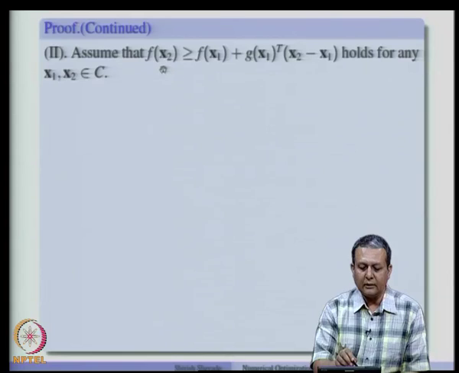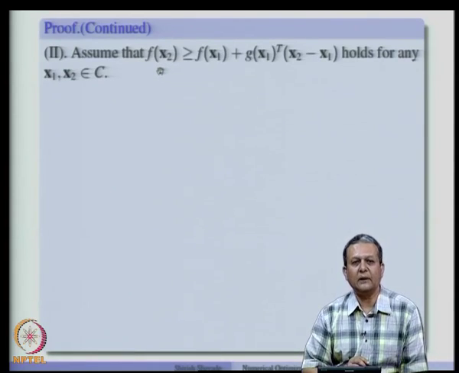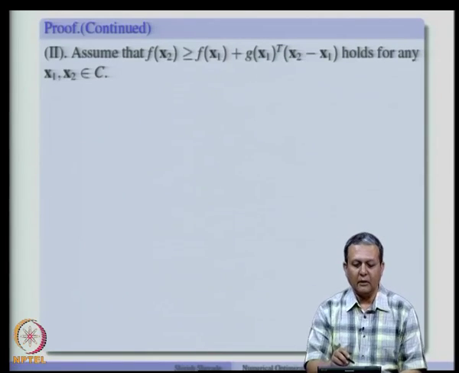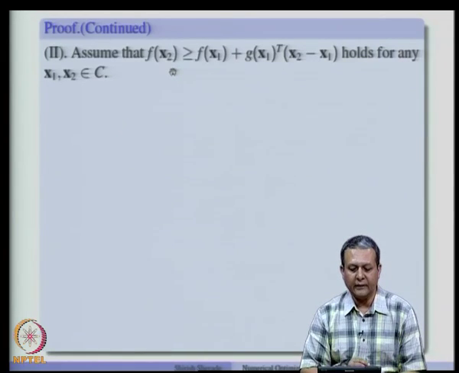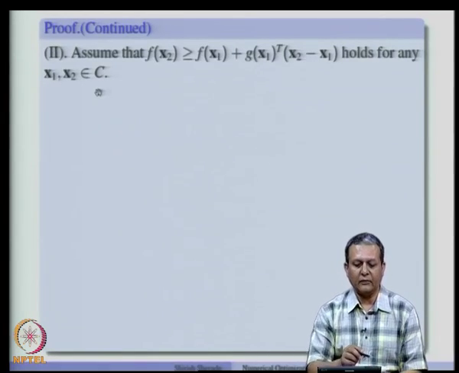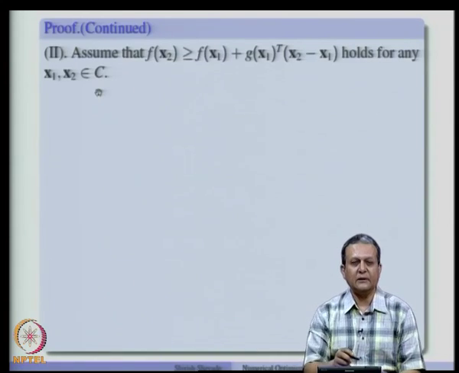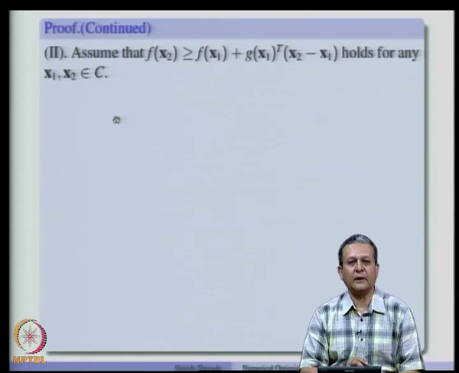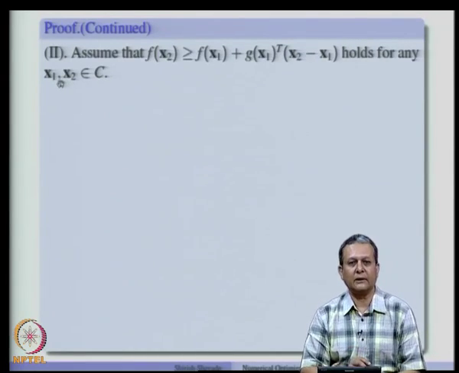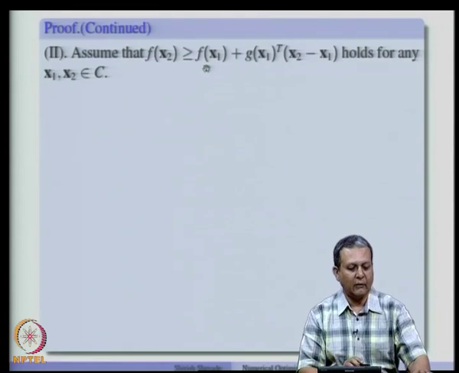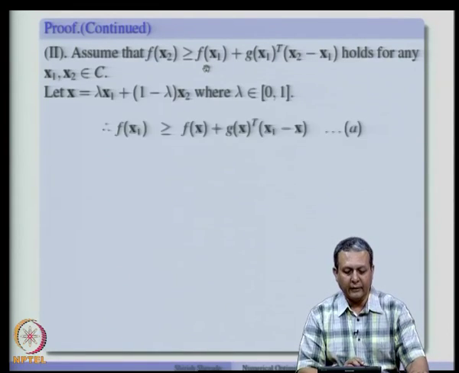So, let us assume that the inequality holds, and then we show that the function is convex. So, let us take this inequality that we have in the theorem, and that holds for any x1, x2 belonging to C. Now, since it holds for any x1, x2 belonging to C and C is a convex set, we can take any x in the convex set C, which is the combination of x1 and x2, and then rewrite this inequality in terms of the different points.